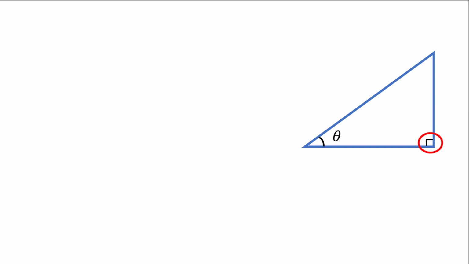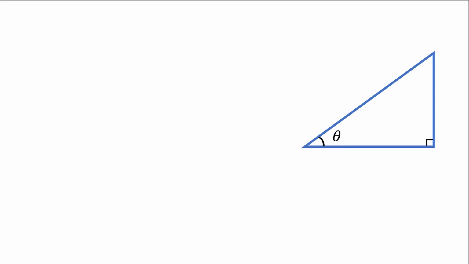To work with a trigonometric ratio, we need to choose one of the two angles that is not the right angle. Let's choose this one. Traditionally, in trigonometry, an unknown angle is represented by the Greek letter theta, which looks kind of like a zero with a line through it. Once we have chosen an angle theta, we can identify the other sides of the triangle with relation to that angle, and we have special names for them.